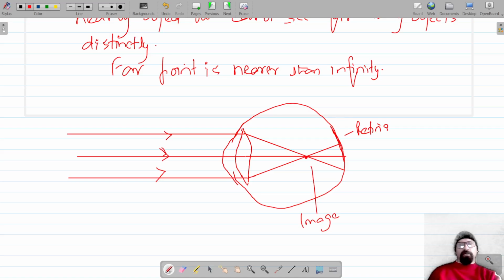So this is from where the light rays are coming. This is the far point. And now the far point is nearer than the infinity. So this is at infinity, and the far point is now here. So that means the rays of light are not able to, I'm going to draw these as a dotted line.